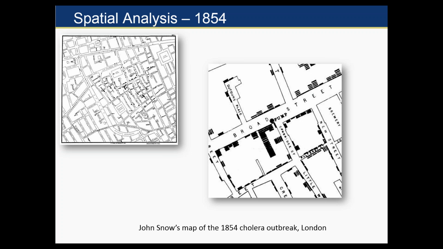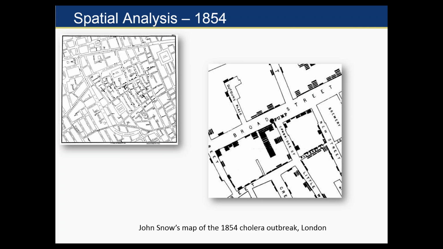That was probably one of the first powerful examples of how mapping and spatial analysis can really provide information to public health. It was also the impetus for changing cholera from an airborne disease to a waterborne disease, which we all know it is.